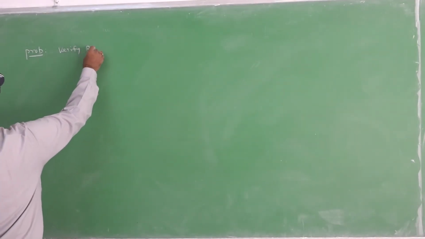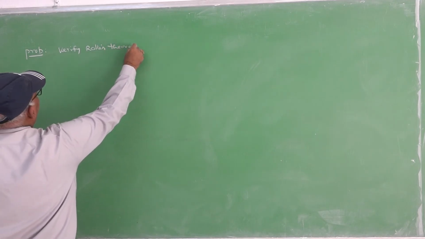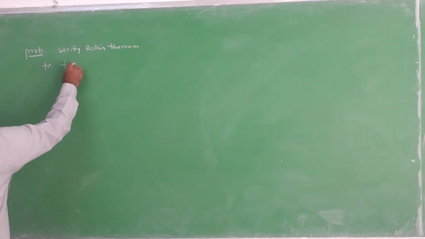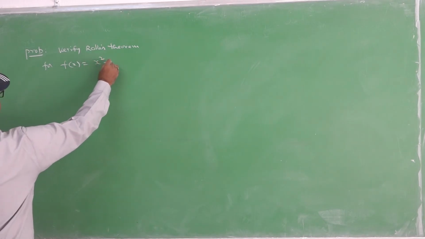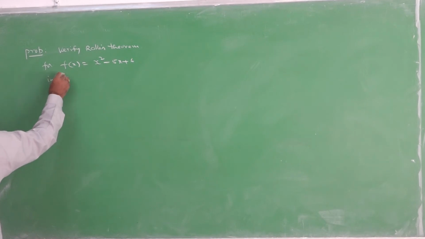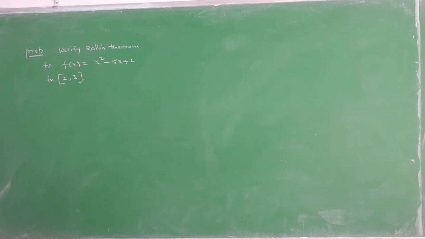Next problem. Verify Rolle's theorem for f(x) equal to x square minus 5x plus 6 in the interval 2 comma 3.